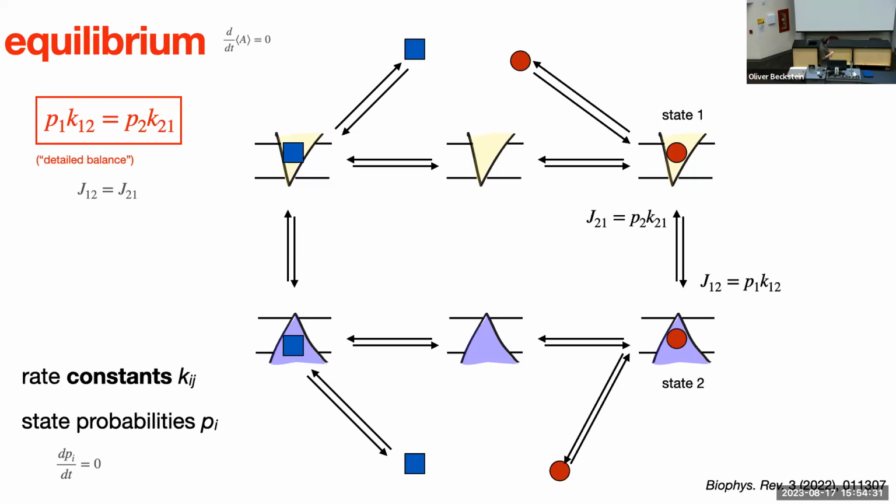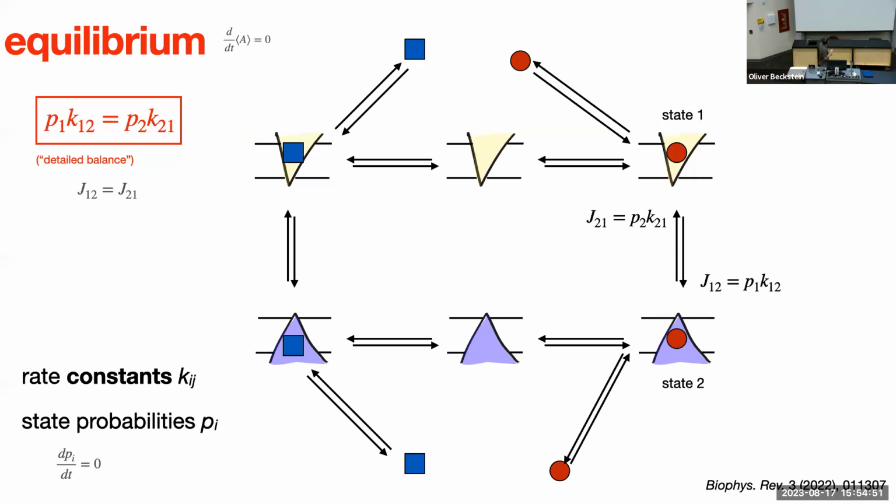Detailed balance now says that for any states that you might think up, it has to be true that forward and backward fluxes have to be the same. And this is actually a very, very stringent condition. But most of what we teach in statistical mechanics is mostly in this very special state.